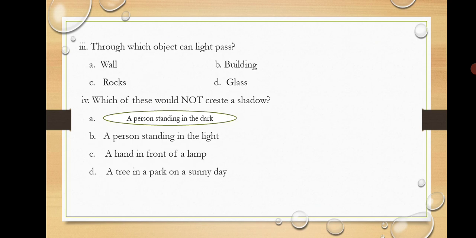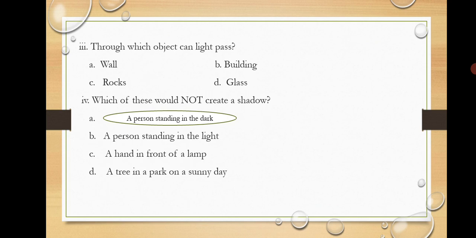3. Through which object can light pass? A. Wall, no. B. Building, no. C. Rocks, no. D. Glass. Yes, light can pass through glass. So option D is correct.